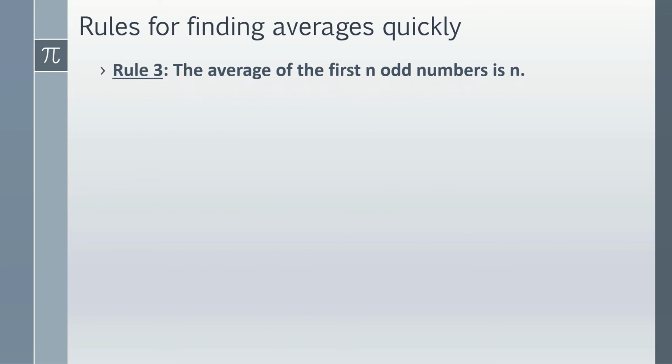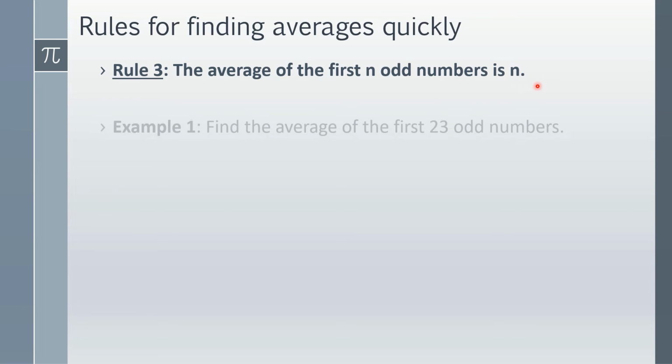Now we learn how to find the average of the first n odd numbers. So the odd numbers are 1, 3, 5, 7, and so on. The first odd number is 1, the first two odd numbers are 1, 3, the first three odd numbers are 1, 3, 5, and so on. To find the average of the first n odd numbers, just remember that the average of the first n odd numbers will be n itself.